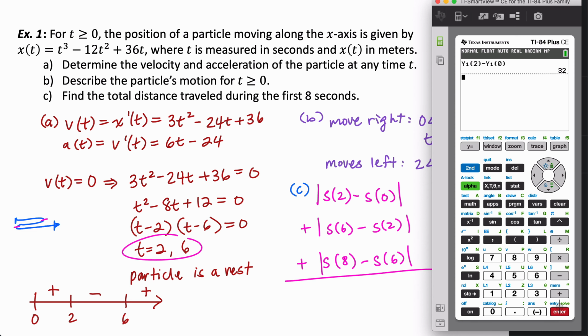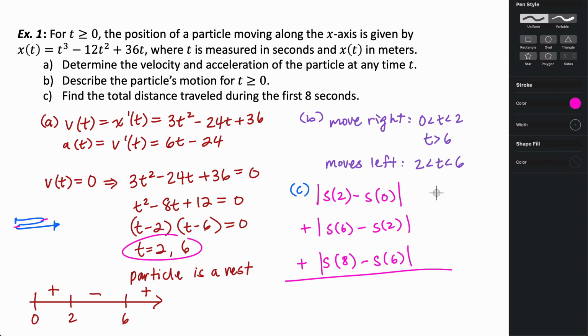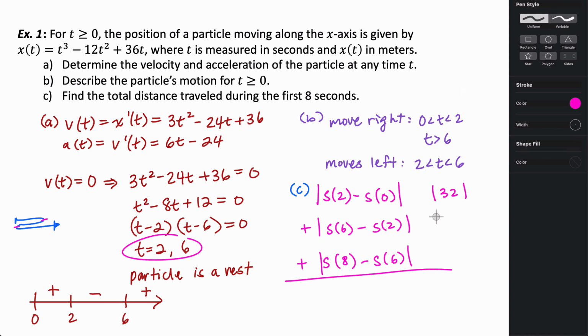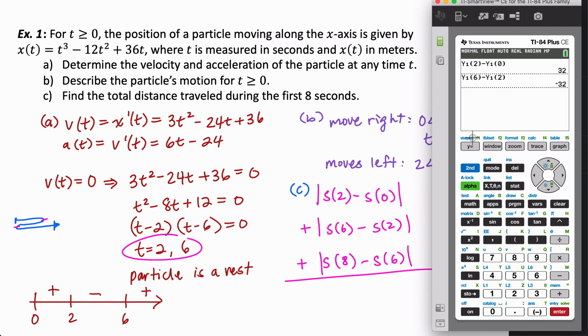So that's 32. So this is absolute value of 32 plus, and I'm going to just do second entry, bring up these same things, and put in my other numbers, 6 and 2. So that's negative 32. So if we go in here, it's the absolute value of negative 32. This is why we want to take the absolute value, because we don't want this canceling out with that there. And then the same idea.